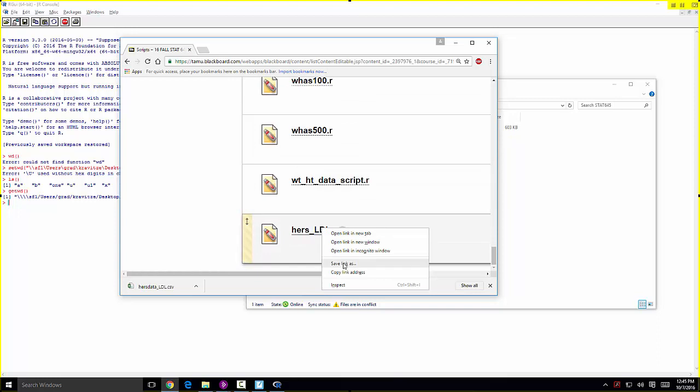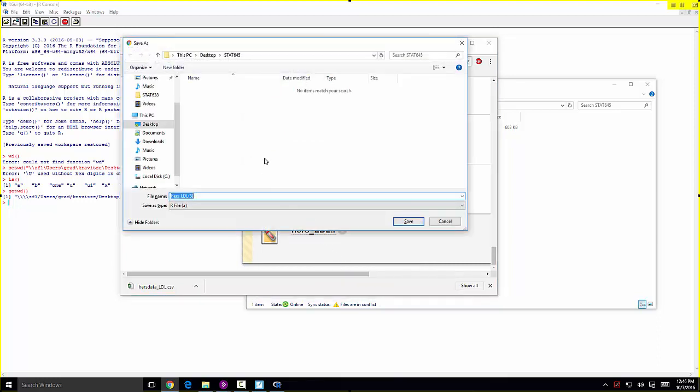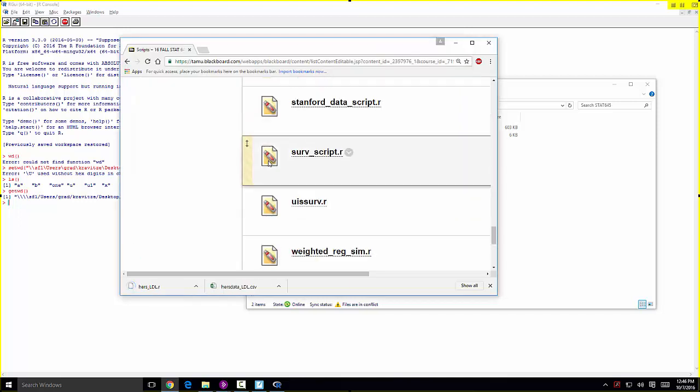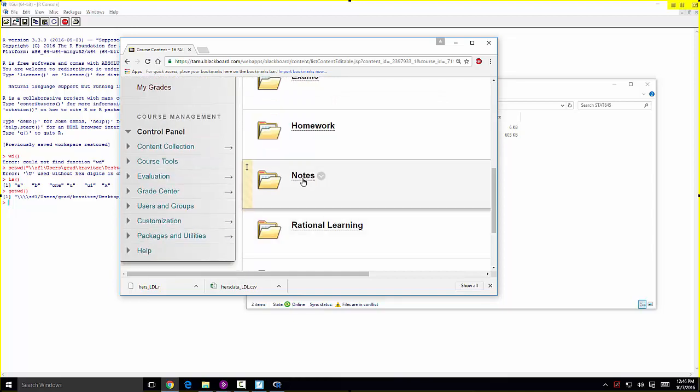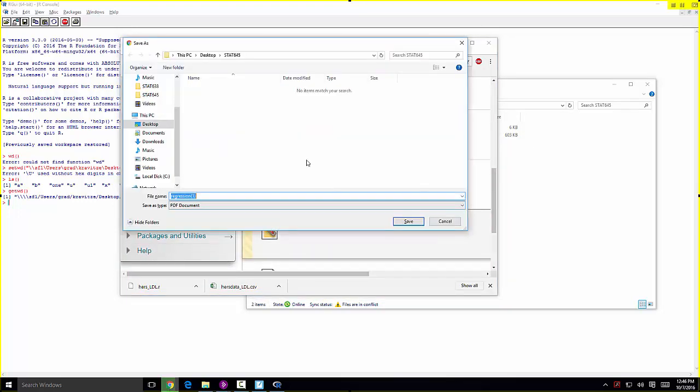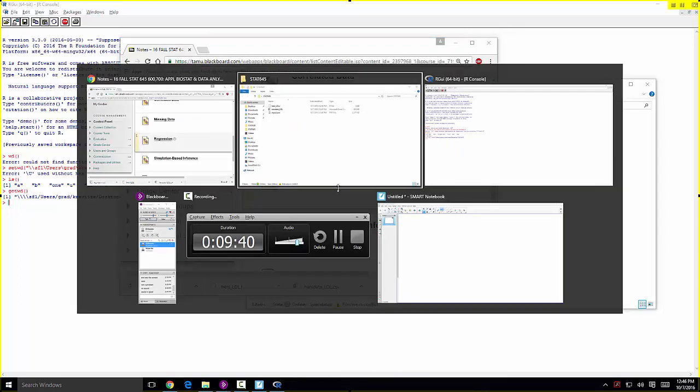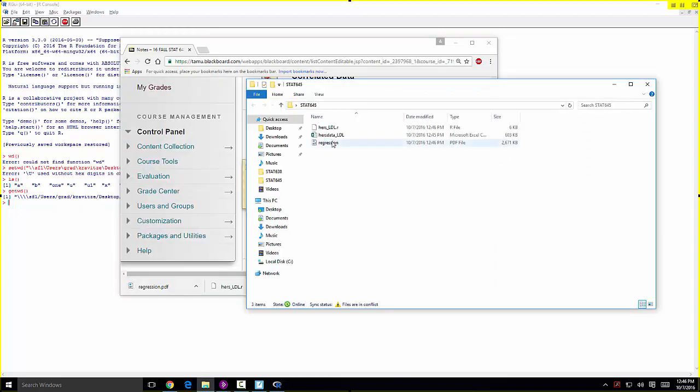There's a new HERS LDL script that I uploaded this morning. It's all the way at the bottom in the scripts folder. So let me get that, and let me get our regression notes real quick. Okay.